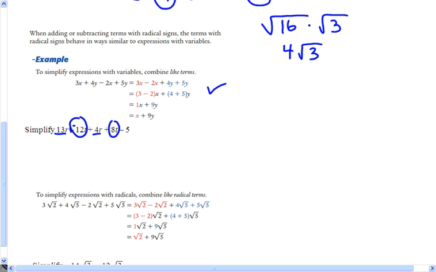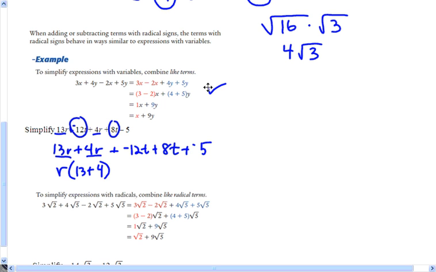So we can combine the 13r plus the 4r, and we can combine the negative 12t plus the 8t. And then the minus 5, or adding negative 5, is just something extra. The reason you can combine these is because we have r multiplied by both of these. So we really have r times 13 plus 4, which is 17r. You really don't need to do that little distributive process there. Just add the coefficients together. 13 and 4 makes 17r.